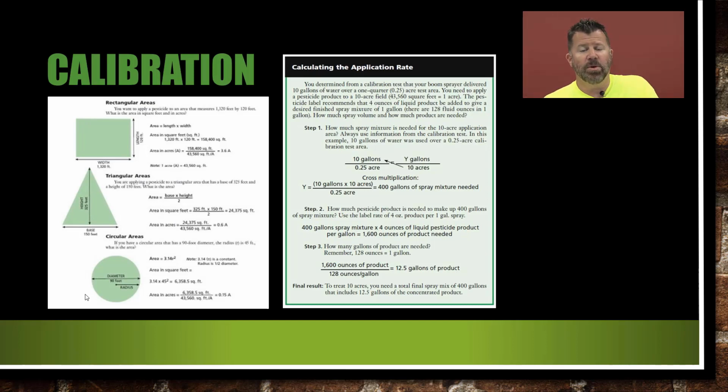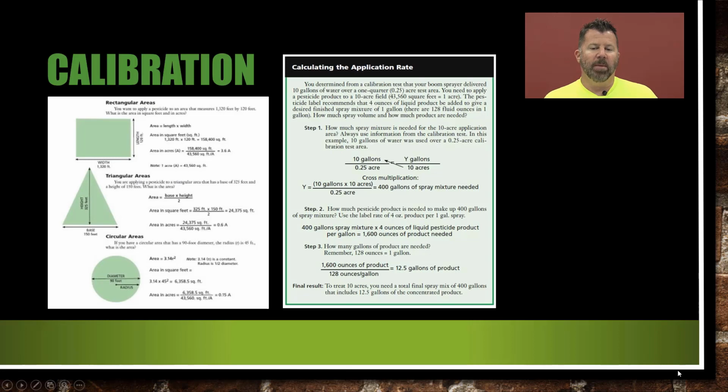Well, pi is a constant of 3.14. And we know that the radius is 45, so we're going to say 45 times 45 times 3.14 is going to give us 6,358.5 square feet. Divide that by the 43,560, and guys, we got 0.15 acres. Hey, the perfect typical drop-off area on a commercial site.